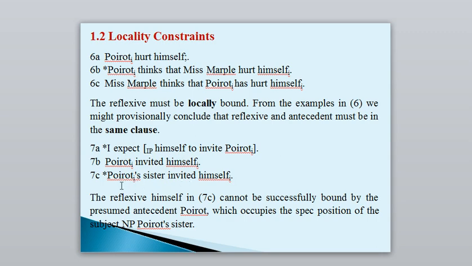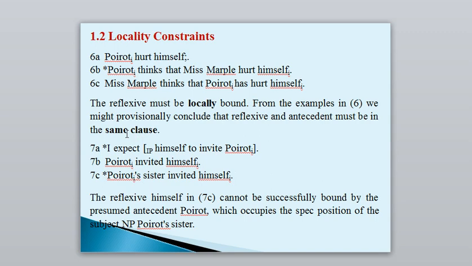But the third one, again, Poirot's sister invited himself. Himself should come back to Poirot, but Poirot here in Poirot's sister is in the spec position of the subject NP, and it cannot be the antecedent of himself. If we consider sister as the antecedent of himself, there is a mismatch between the gender. This is sister and this is himself, so it is ungrammatical.